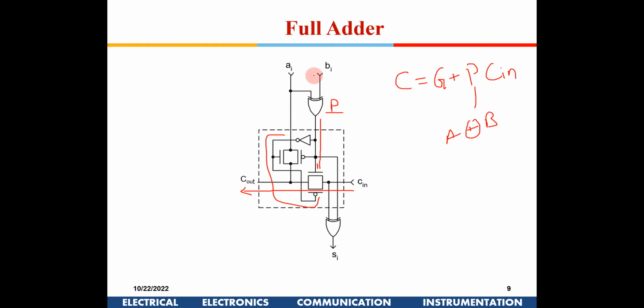If A and B, one of them is 1, this gate will be enabled. And then in that case, if C in is 0, then obviously C out will be 0. If C in is 1, then output will be 1. Okay, so that is how you generate carry.